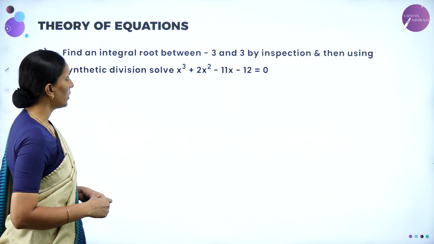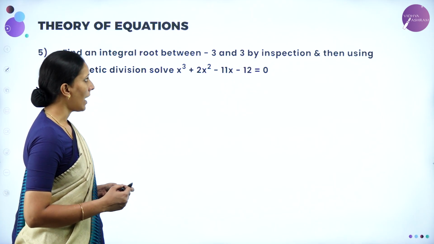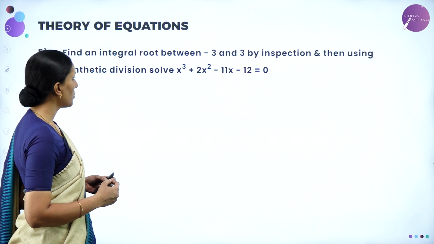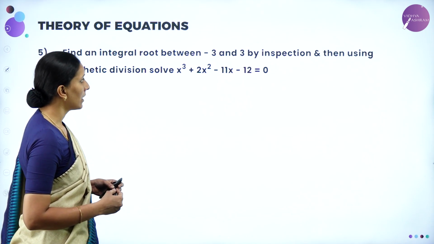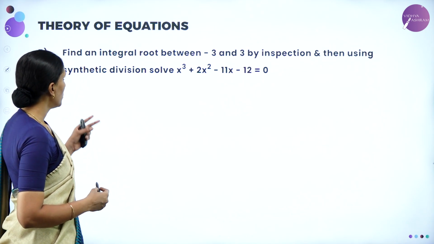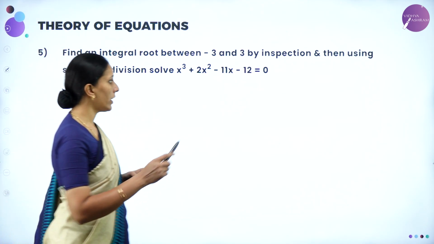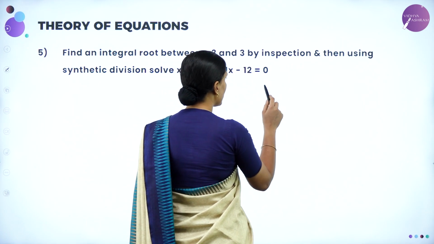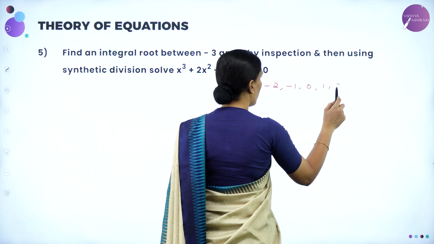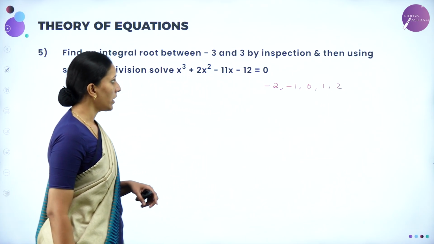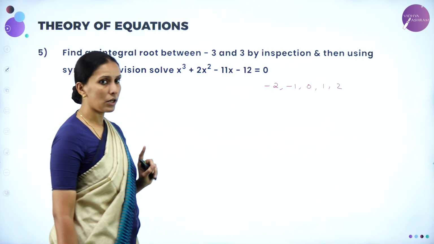Find an integral root between minus 3 and 3 by inspection and then using synthetic division solve x cube plus 2x square minus 11x minus 12 is equal to 0. So we need to find out an integral root between minus 3 and 3. So we know the integers between minus 3 and 3 are minus 2, minus 1, 0, 1, 2. So we need to check whether these roots will act as a solution for this.